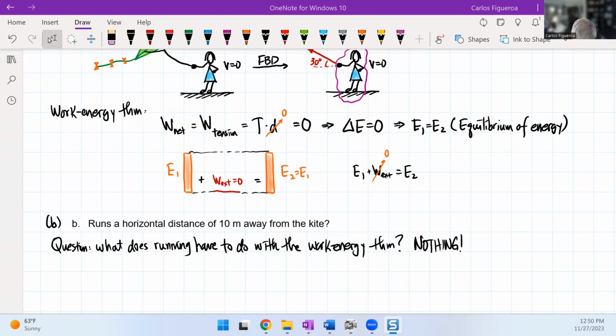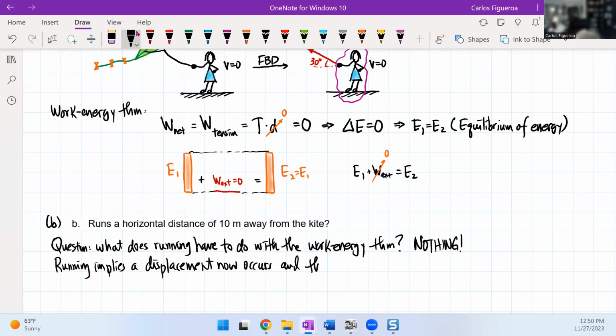So in this situation, we now have a girl that's running away, but it does not matter. All we know is that a displacement is taking place. So running implies a displacement now occurs, and therefore the external work is not equal to 0.